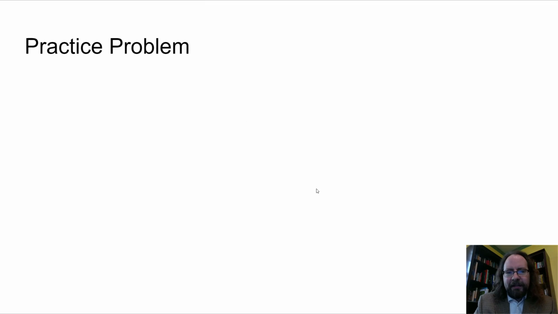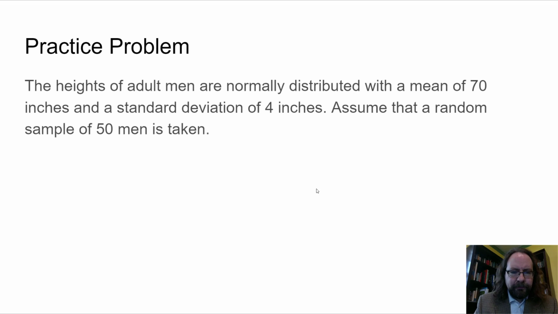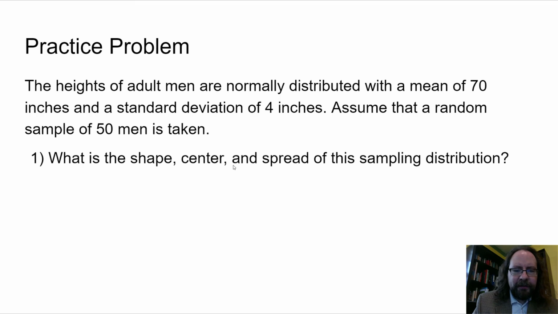So let's take a look at a practice problem that uses a sampling distribution for means. So let's say the heights of adult men are normally distributed with a mean of 70 inches and a standard deviation of 4 inches. We will now assume that a random sample of 50 men is taken. So the first question is, what is the shape, center, and spread of the sampling distribution?